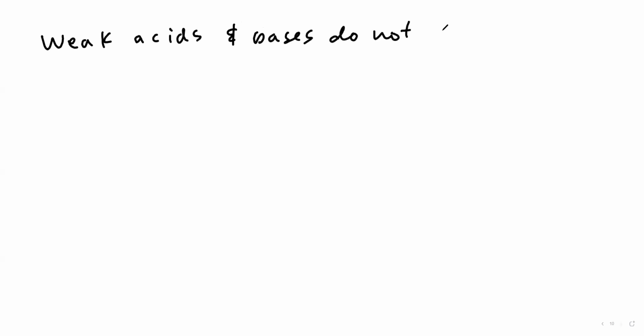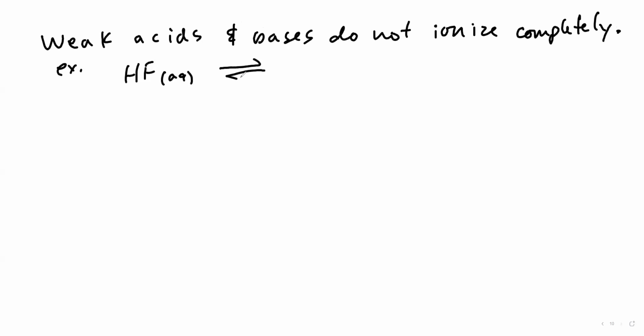And they don't dissociate or ionize completely. So unlike the strong species that ionize completely or dissociate completely, the weak acids and bases don't. So here's an example. HF is a weak acid. And so when we write its equilibrium reaction that creates H plus and F minus, the important thing to recognize is nearly all of the HF that's dissolved is still HF.